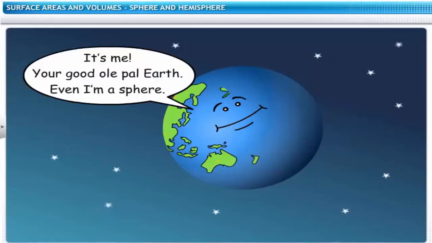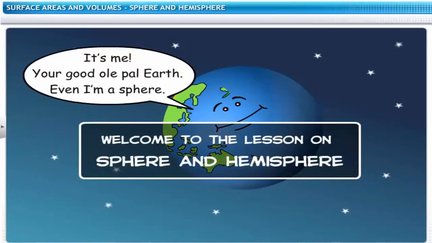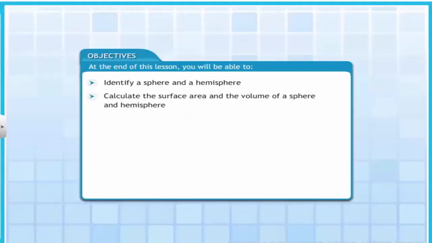Even I'm a sphere. Welcome to the lesson on sphere and hemisphere. At the end of the lesson, you will be able to identify a sphere and hemisphere. You will also be able to calculate the surface area and volume of a sphere and hemisphere.